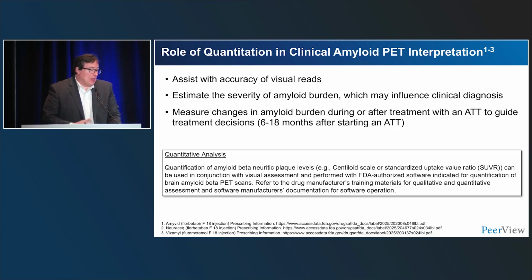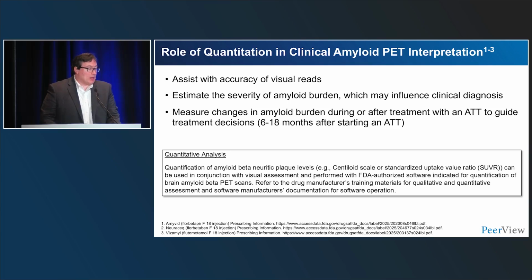And then finally, in my experience, probably the most important is measuring changes in amyloid burden during or after treatment with an amyloid-targeting therapy to guide treatment decisions. And this could be as early as 6 months up to 18 months after starting the therapy. And we'll go through this in examples.